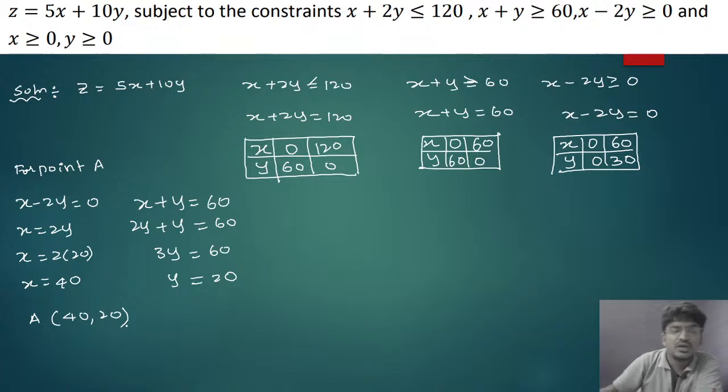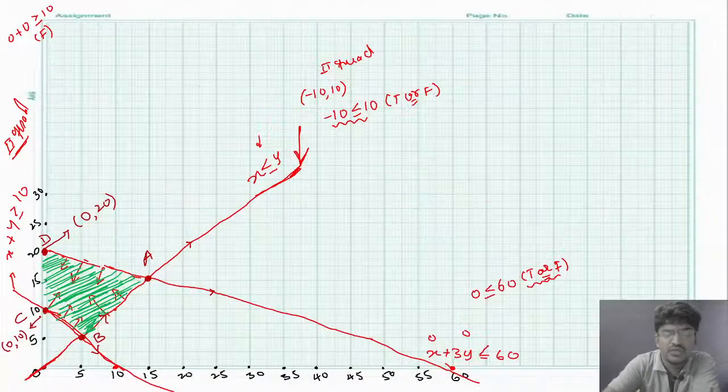Okay. Next find point B. For point B, you see the point B is present on which lines?